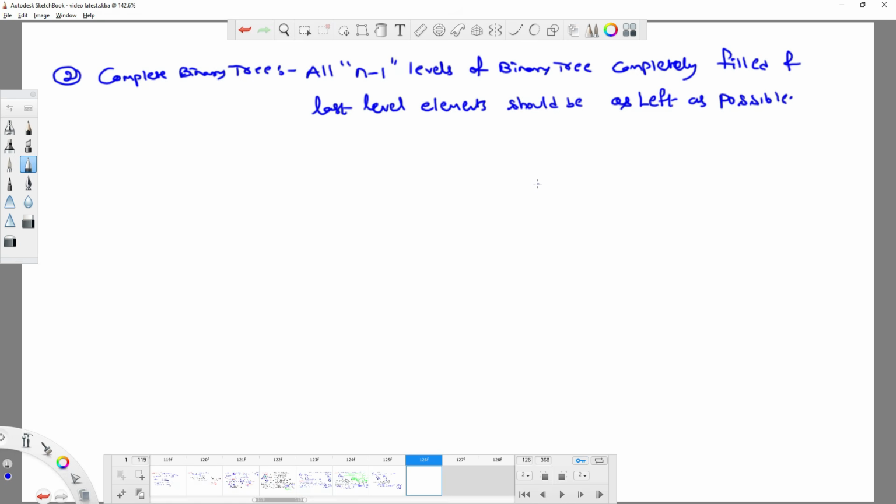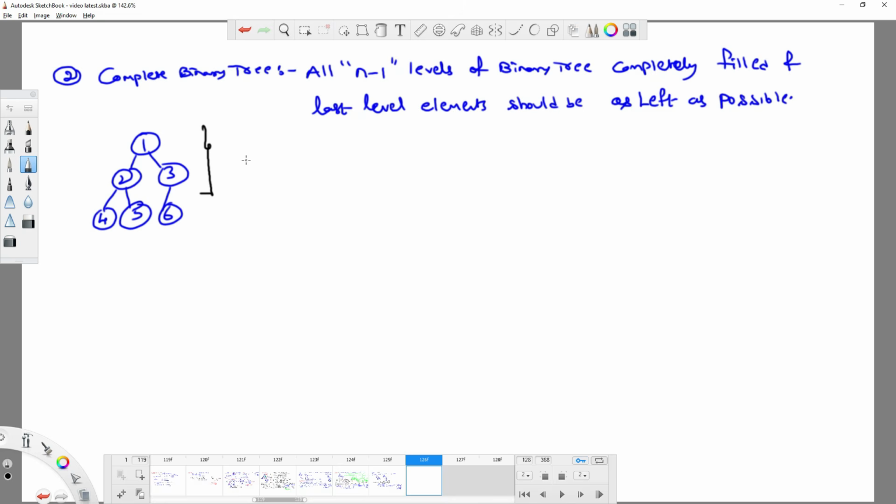Which is a binary tree. It can have 0 children or 1 child or 2 children, right? For example, if I say 1, 2, 3, is it a complete binary tree? Yes. 4, 5, 6. Is it a complete binary tree? Yes. So this is a complete binary tree because you always have to cross-check the n minus 1 levels. The n minus 1 levels should be completely filled.